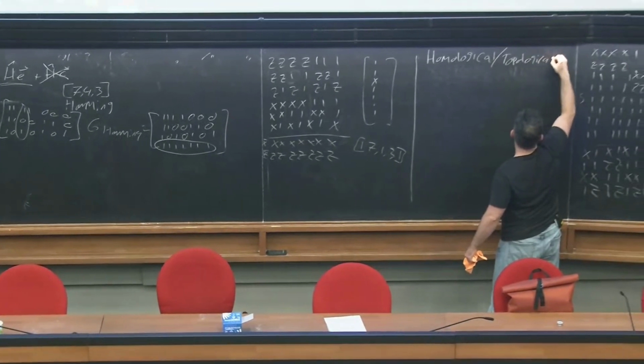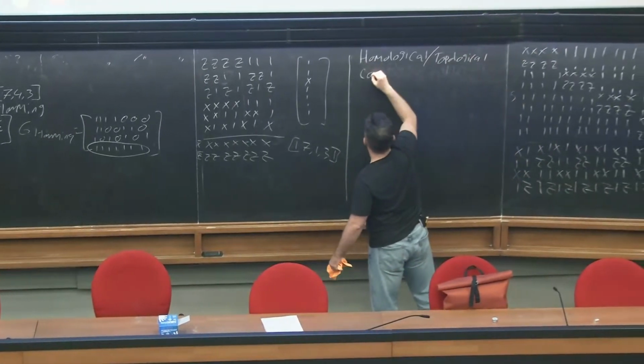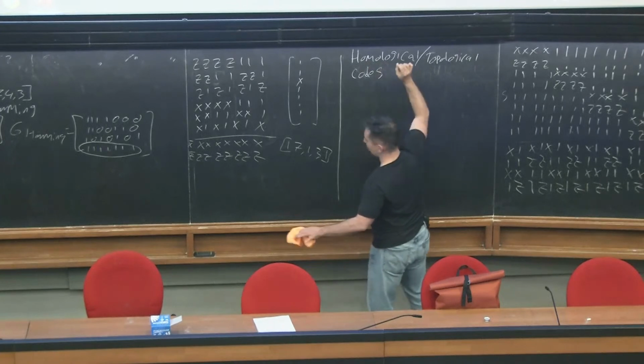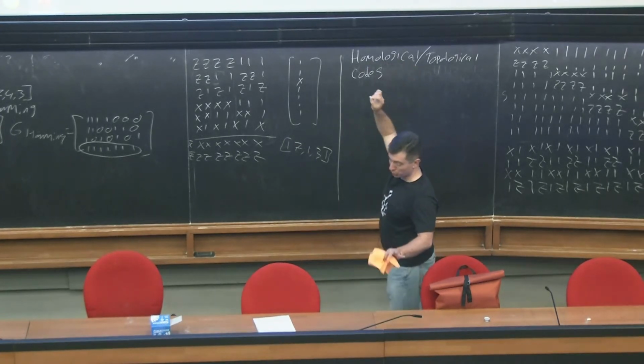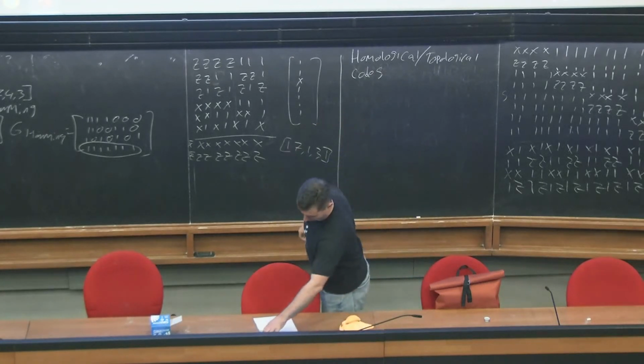All I know is you get good codes. Actually, according to the orthodox definition of what good codes are, these are not even good codes, unless you use hyperbolic space, but we're going to do all Euclidean.